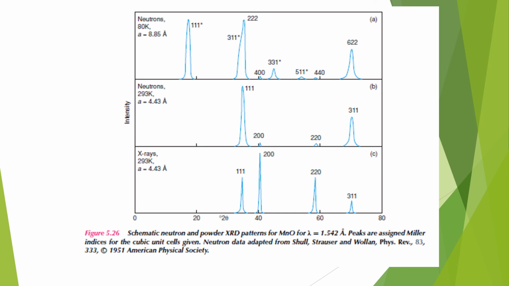So this is the schematic neutron and powder X-ray pattern for manganese oxide for a wavelength equal to 1.542 angstrom. Peaks are assigned Miller indices for the cubic unit cell given. Neutron data adopted from Shull, Strauser, and Wollan. This is the reference from which this figure is taken: Physical Review 83, an American journal of the American Physical Society.